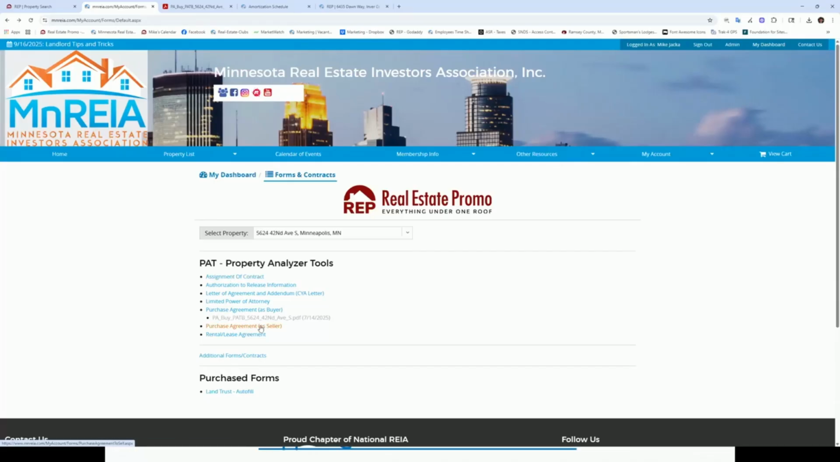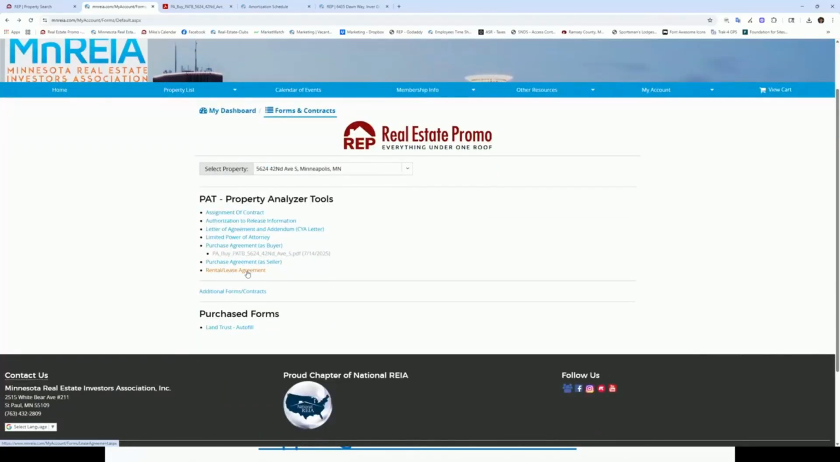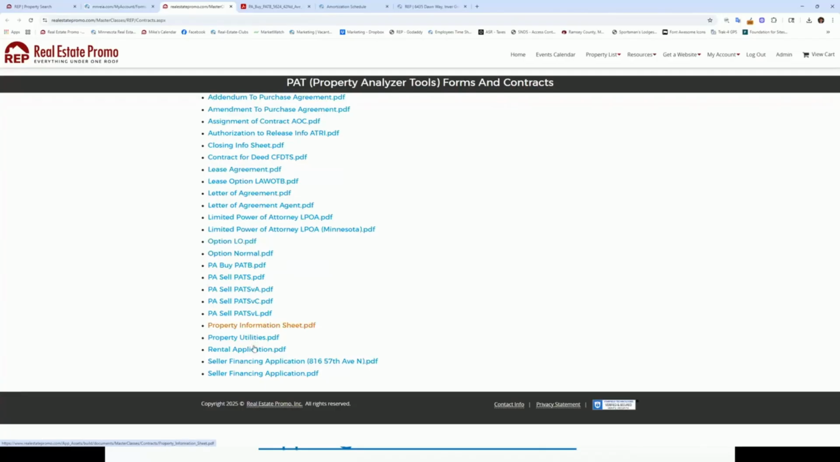If you're the seller, we got the seller's purchase agreement because the sellers and buyers agreements are different. There's also a generic lease agreement in there. And then there's also a link to all the additional forms that you got access to. Now these other forms are not autofillable yet. Someday they will be.